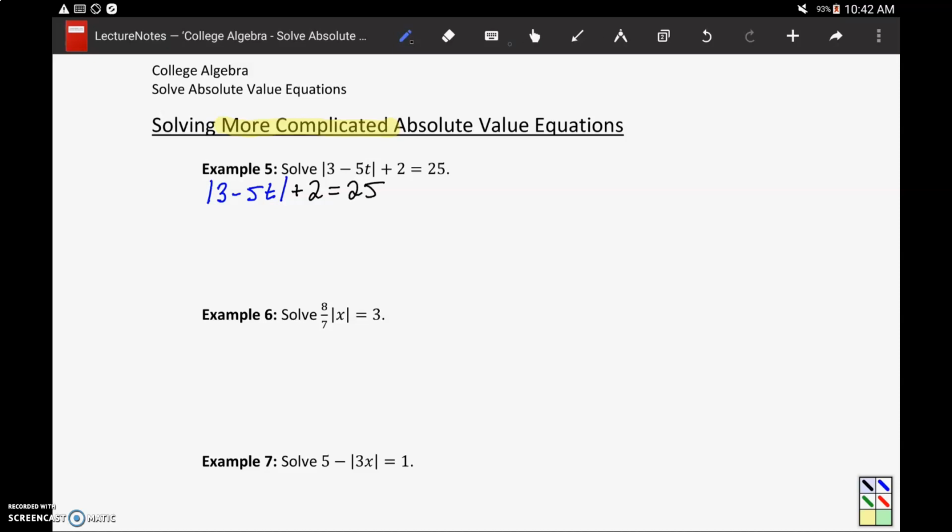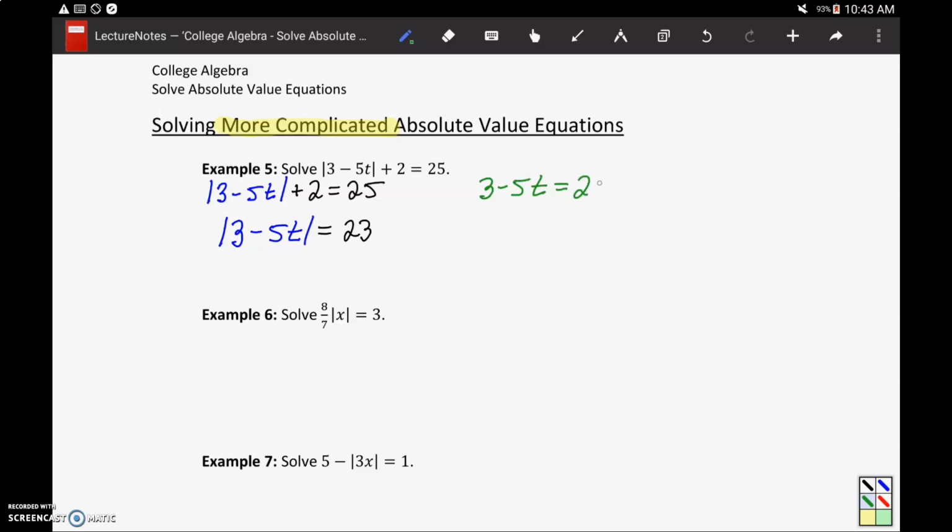So in this case, what we have is the absolute value of 3 minus 5t, plus 2, equal to 25. Before we apply the approaches that we used in the previous examples, the first thing we need to do is isolate that absolute value expression. To do that, we'll subtract 2 to the other side, giving us the absolute value of 3 minus 5t is equal to 23. So in every case, we first need to check to see if our absolute value portion of the problem is isolated, and if not, take some step to get this piece of the problem isolated on one side of the equation. Once we've achieved that step, then we can go ahead and fall back on the approaches that we were using in those previous examples.